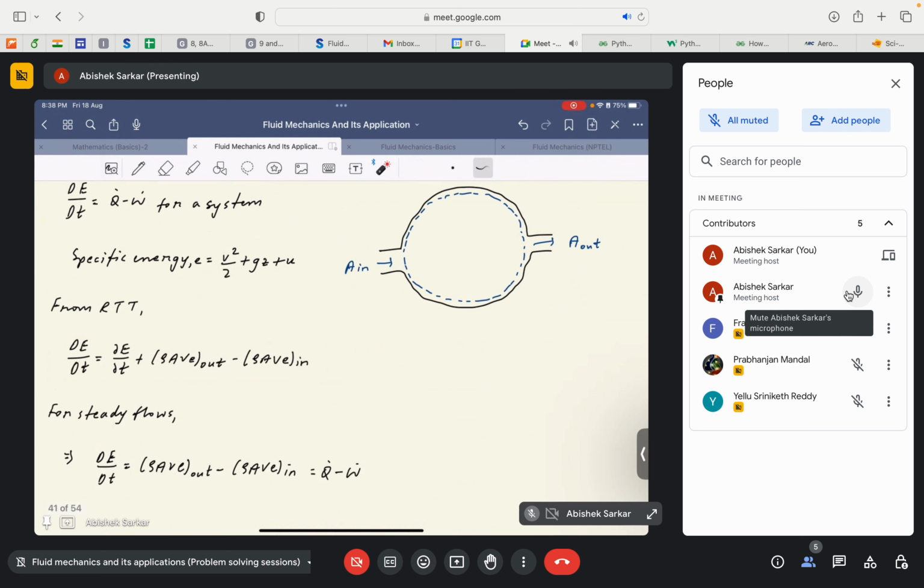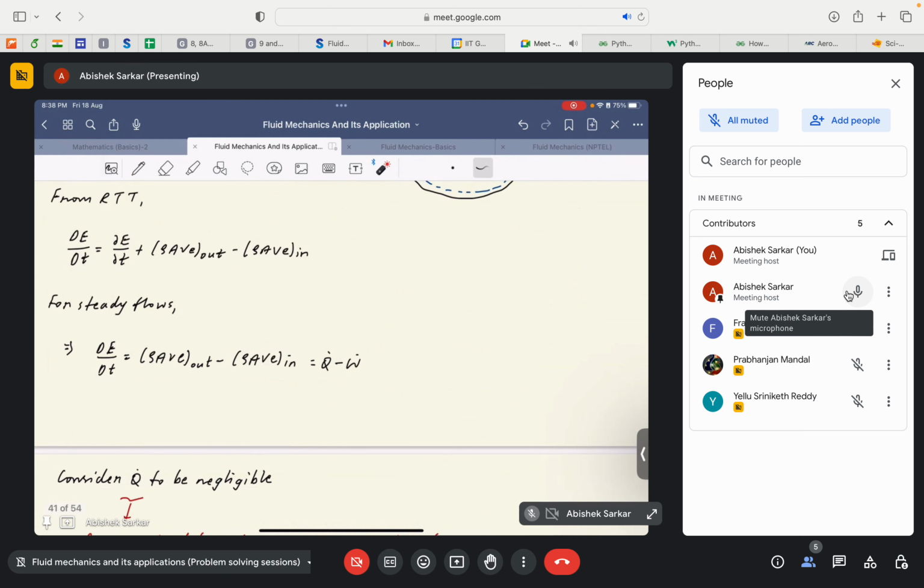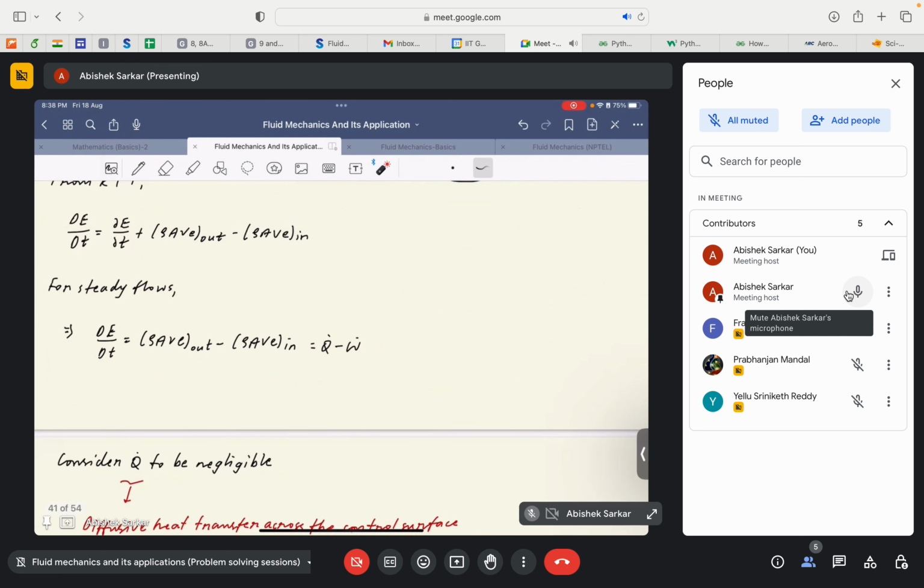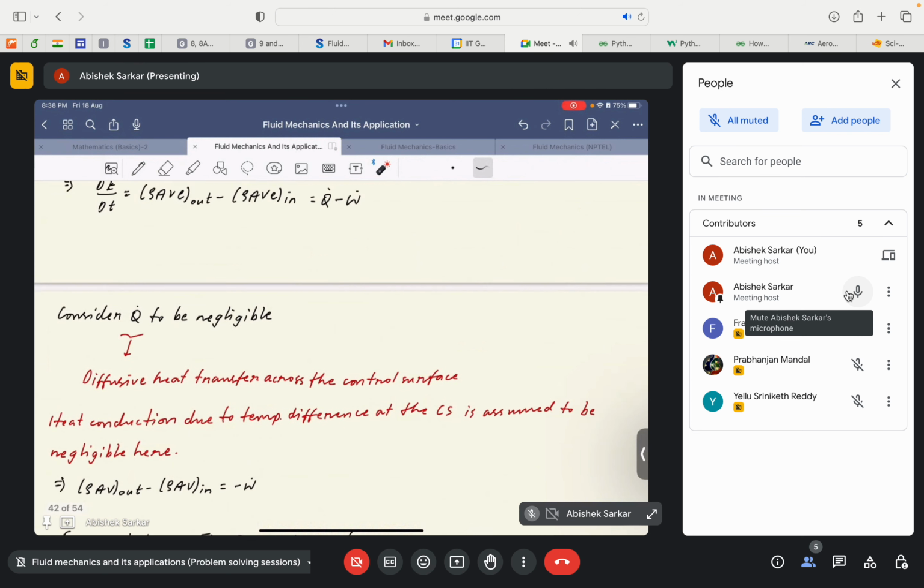So for steady flows, this term would be equal to 0. Why? Because the local rate of change of energy with respect to time is 0. So this would be equal to 0, and we have d by dt equal to this one, and this would be equal to this from the first law of thermodynamics. So we equate these two terms.